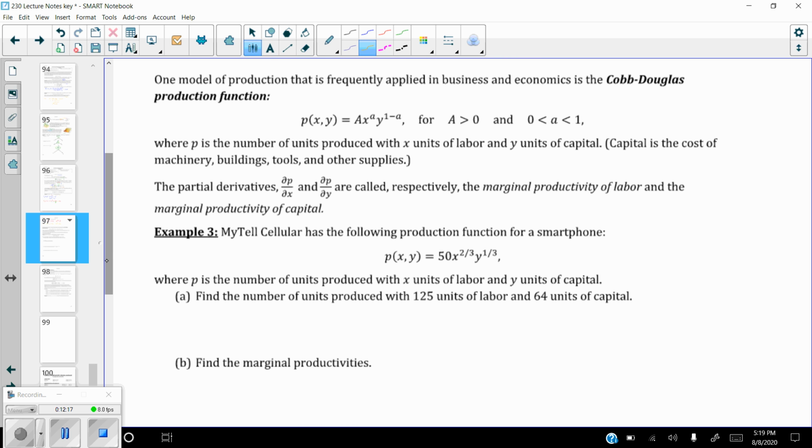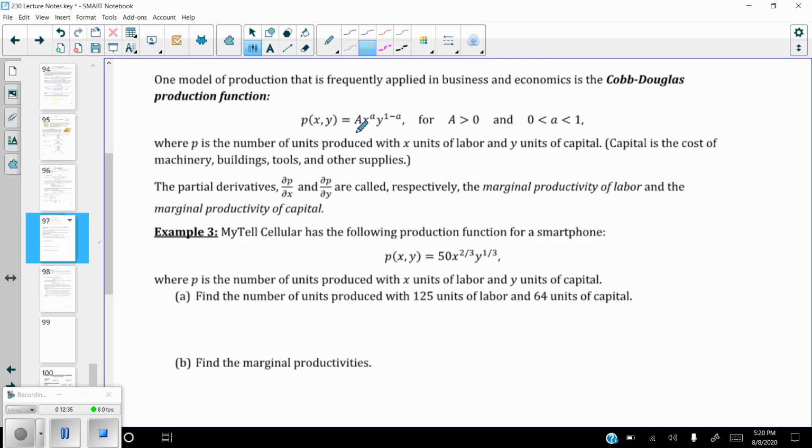All right, and then our last stuff down here has to do with this model, which is called the Cobb-Douglas production function. Its general form is P of xy equals capital A, x to the lowercase a, y to the 1 minus a. I know, the capital A and the lowercase a, why couldn't they come up with a different variable? I don't know, that's the way it's written.